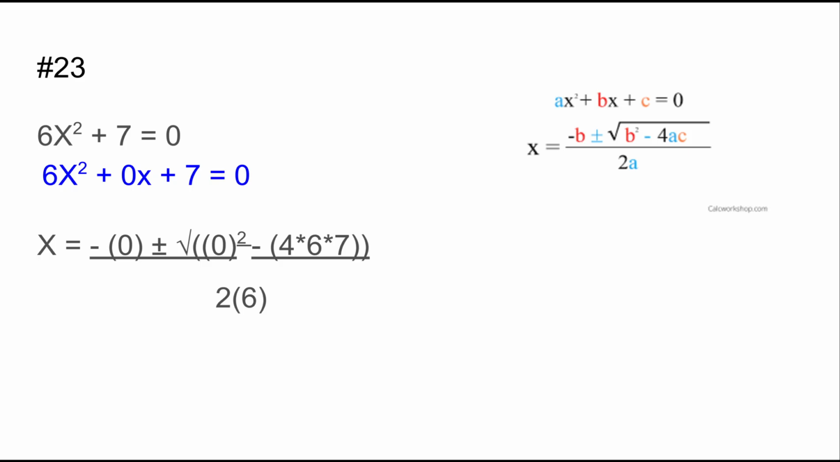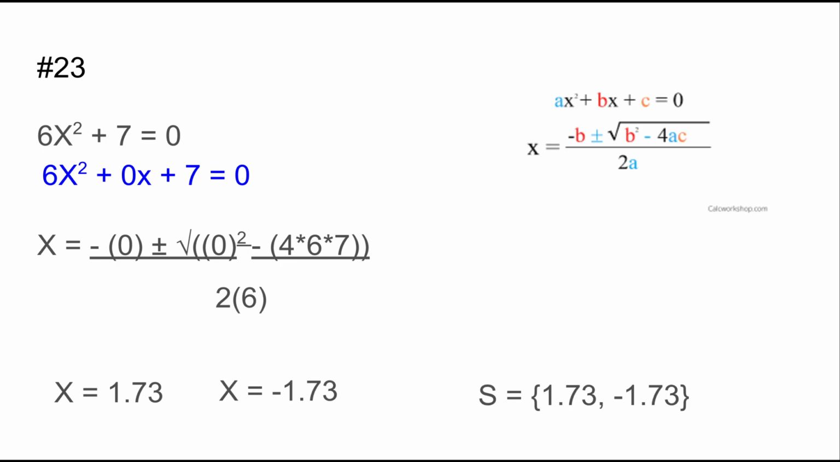Negative 0 plus the square root of 0 squared minus 4 times 6 times 7. Enter. Divided by 12. X equals 1.73. Do it again and subtract. Negative 0 minus the square root of 0 squared minus 4 times 6 times 7. Enter. Divided by 12. And you get negative 1.73. These are your two solutions.